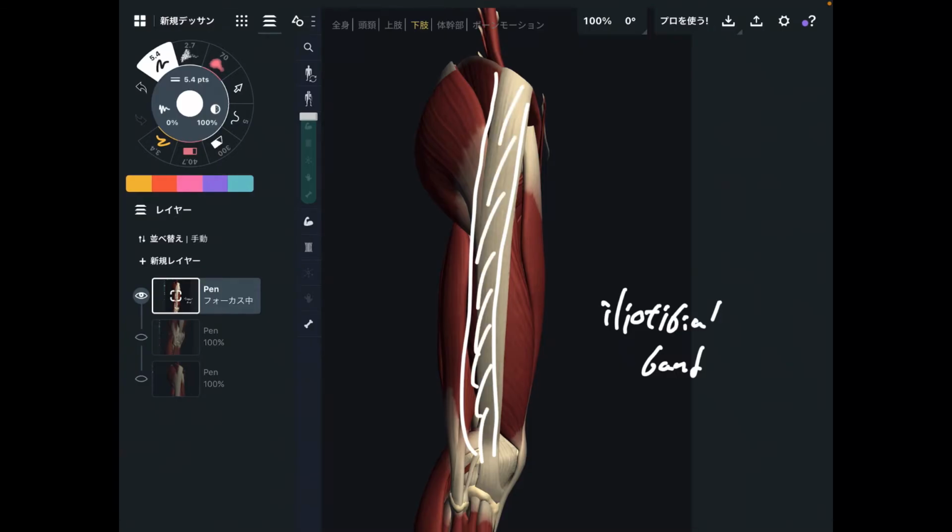Actually, this is the thickest part of thigh fascia. It is thickest part of fascia lata. Fascia lata means basically fascia of thigh. Okay, iliotibial band is the thickest part of fascia lata, thigh fascia. Okay, this is very thick.